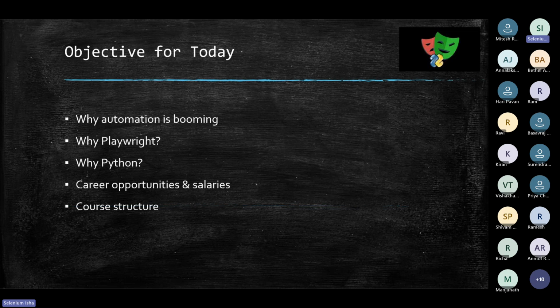All right. So now, what is the objective? What we are going to understand as part of this demo session is why we need automation and why we need Playwright. In the market, as I explained earlier, there are many tools, like Selenium, UFT, Protractor, Cypress, and many more. So why are we choosing Playwright and why is it booming in the market? We will understand that, and why Python, what corporate career opportunities we can get, what roles you can apply to after completion of the course, and what salary ranges you can expect with the tools we have. We'll discuss it in detail, along with the course structure.